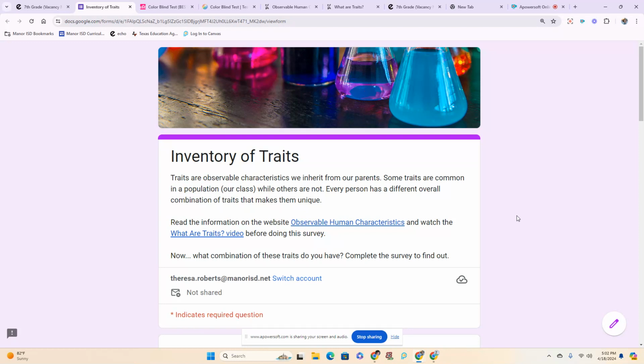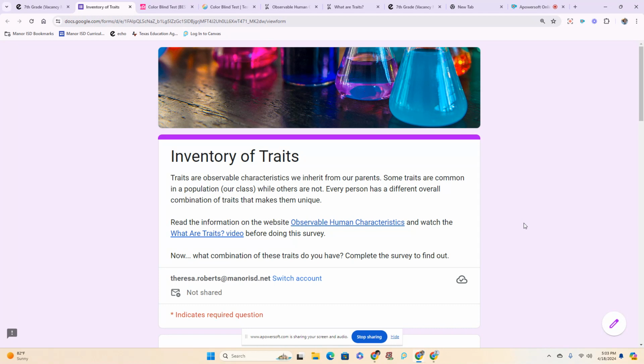So traits, as we learned yesterday, are observable characteristics that we inherit from our parents. Some traits are common in a population. Our population is going to be our class, while others are not. Every person has a different overall combination of traits that makes them unique. So we're going to look at this website, Observable Human Characteristics, look over the information which goes along with your Google Doc, and then watch a very quick video on what are traits before we do this survey.